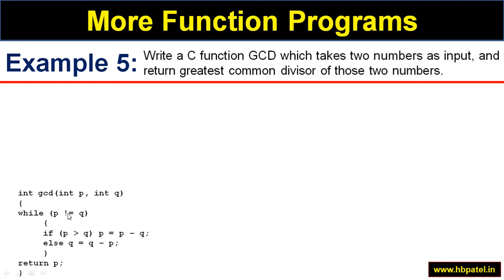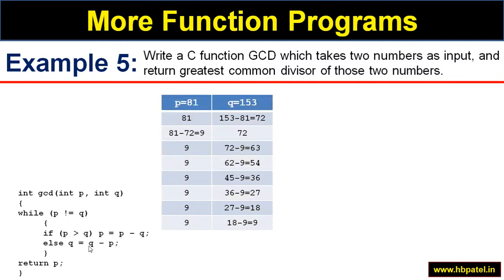The logic is very simple. Just keep repeating until P and Q become the same. If P and Q become the same, the answer is either P or Q. If that is not the case, you find out who is maximum. If P is greater than Q, deduct Q from P, and if not, deduct P from Q. Now let's have an example.